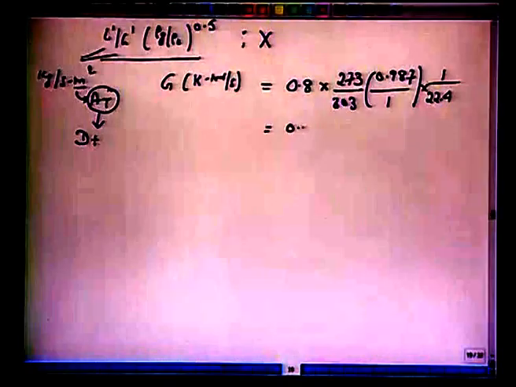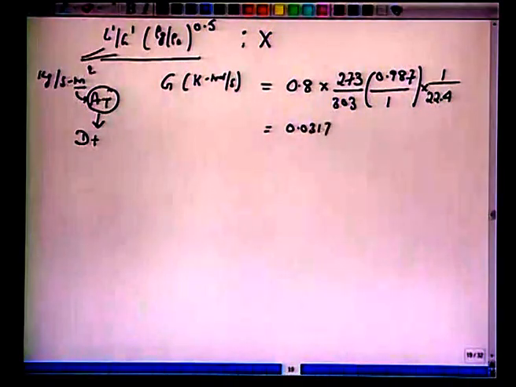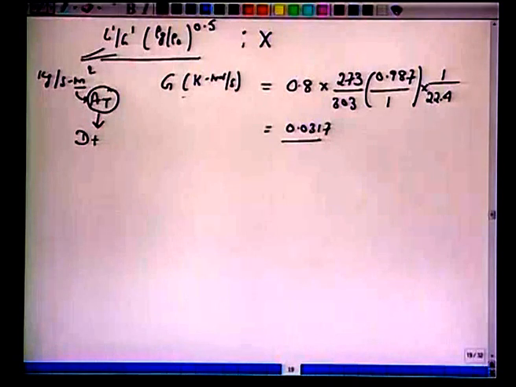So, this G would be 0.8, that is a cubic meter per second. So, let us make pressure temperature corrections. 273 divided by 303, 0.987 over 1. So, that is a pressure correction, 1 bar, and then we know 22.4 liter per mole. So, we have 0.0317 kilomole per second of this gas flow rate. So, it is given to us.